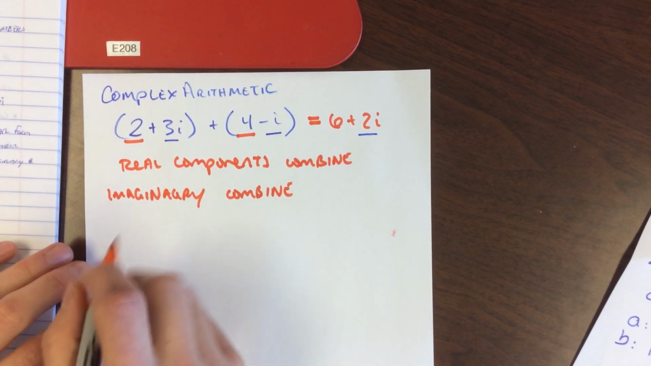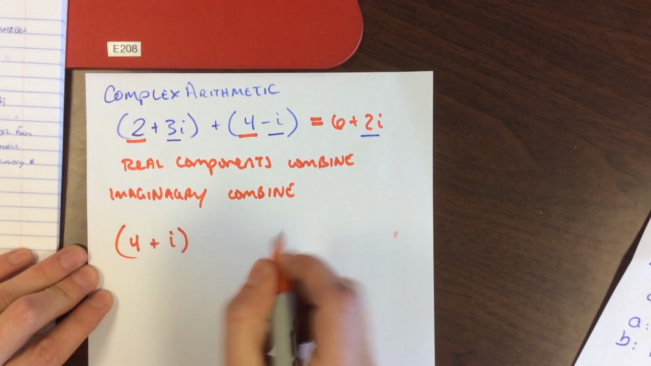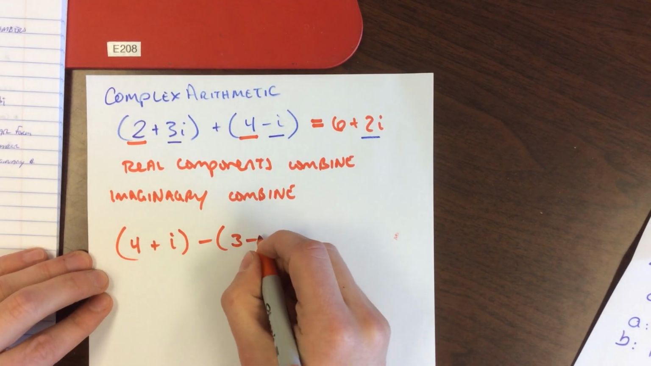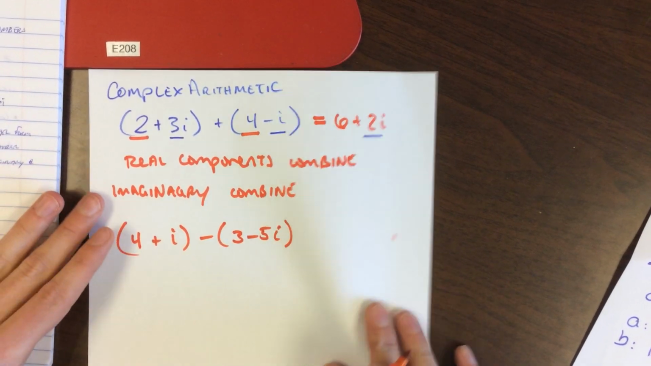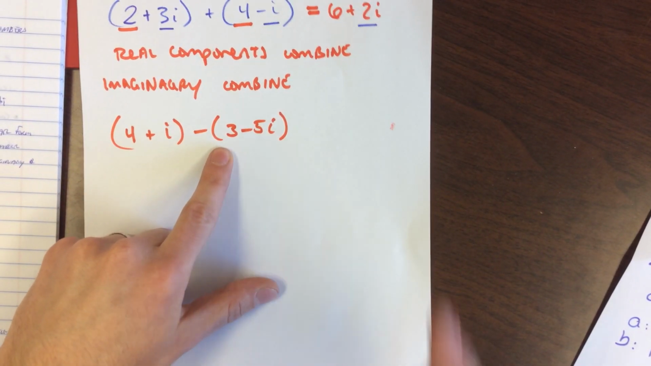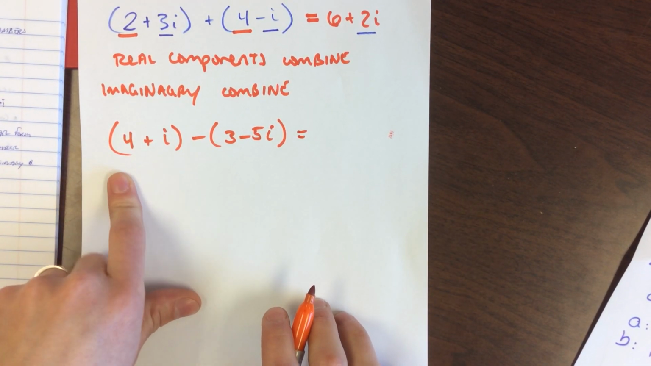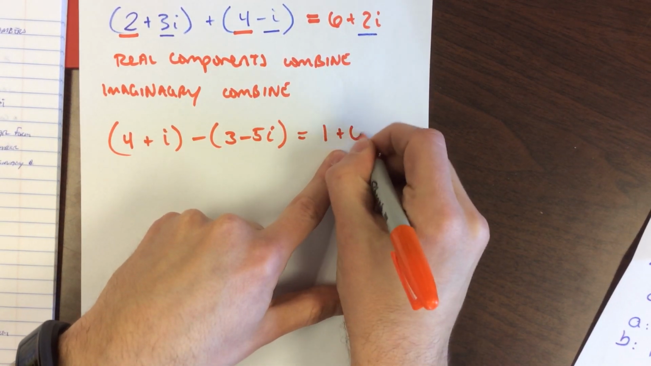How about if we subtract? Let's say we've got 4 plus i, this time minus 3 minus 5i. We're going to subtract instead. All right, so we need to distribute. Still, real components, imaginary components. What do we got? 1 plus 6i.